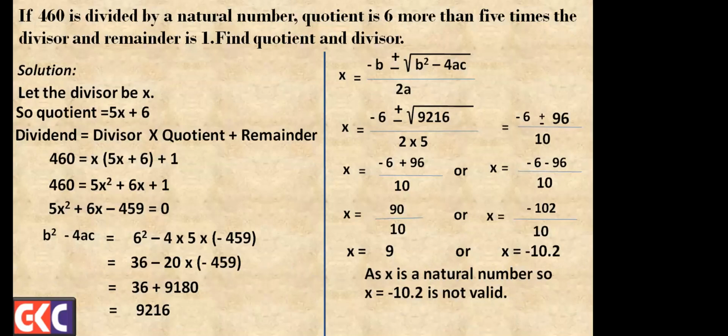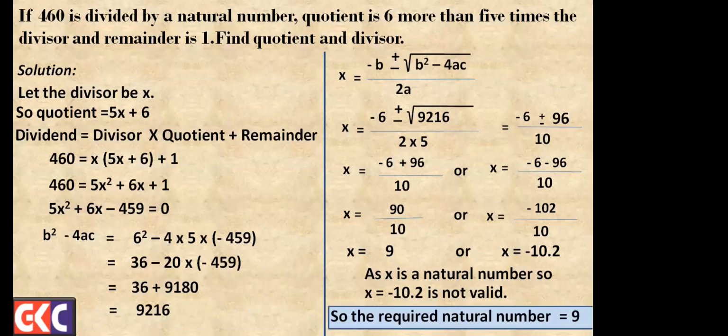Fine. Now only one option is left: x is equal to 9. So our required natural number is 9. Is that clear? Have a look at the sum properly once. If there is any problem, you can ask. I'll keep it on the screen for a minute.